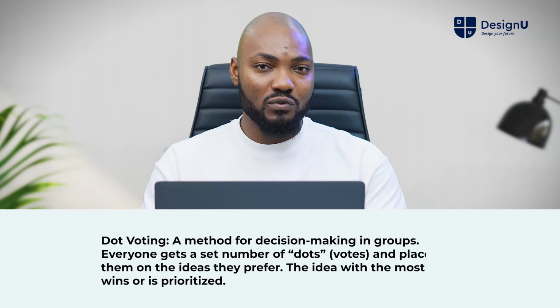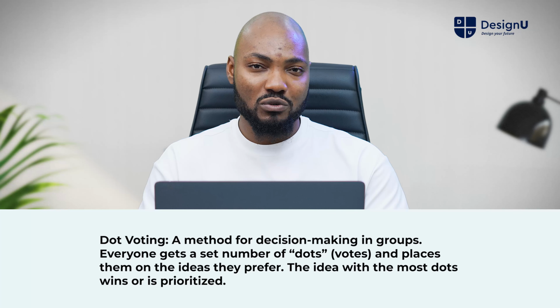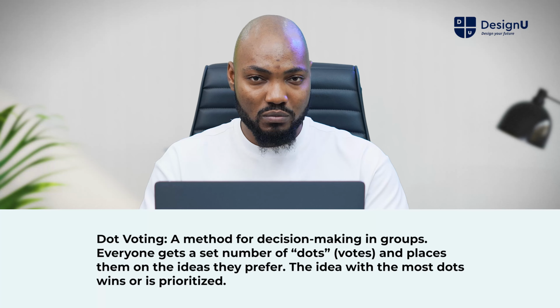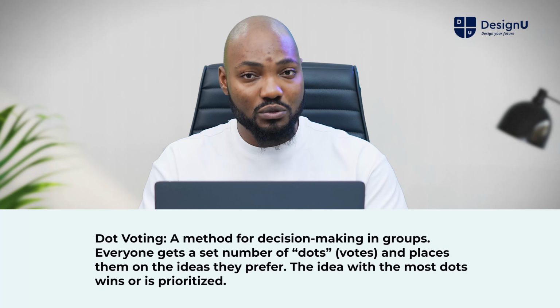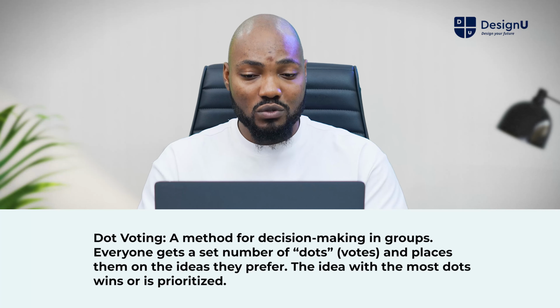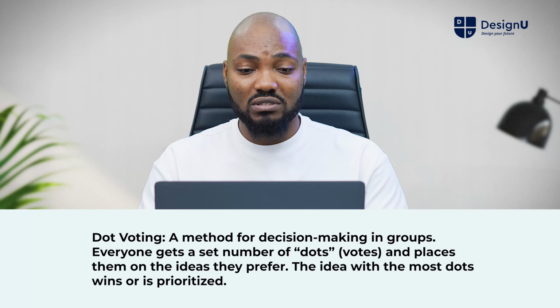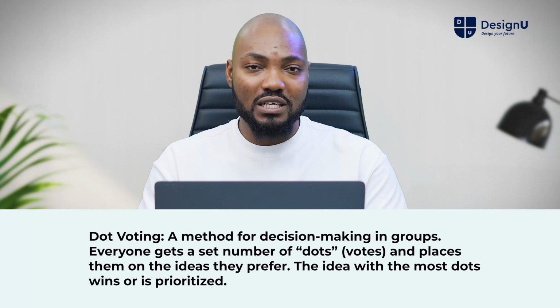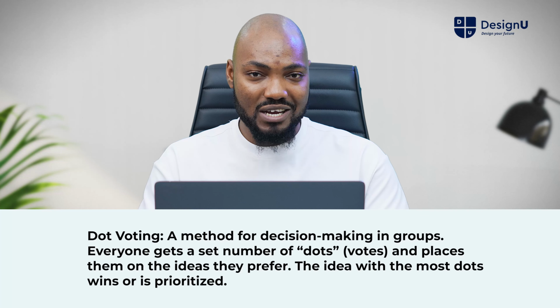Now, what is dot voting? Dot voting is a method for decision making in groups. So you have a large group and you want to decide on something. You can use dot voting where everyone gets a set number of dots, which are going to be their votes, and then they place them on the idea that they prefer. So you see how it works.